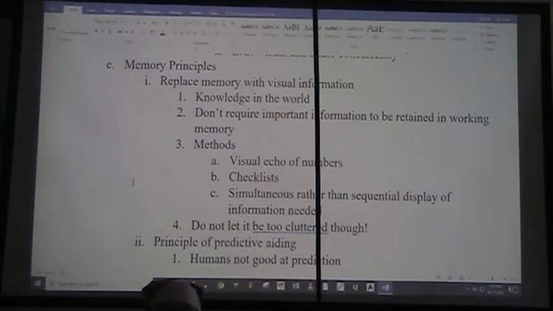Our memory principles, we want to replace our memory with visual information. In other words, we want knowledge in the world so that we don't have to keep that information in our working memory. There are some suggested methods here. A visual echo of numbers, in other words, instead of hastily trying to memorize a telephone number, it pops up right there on the display. Checklists are very useful always.